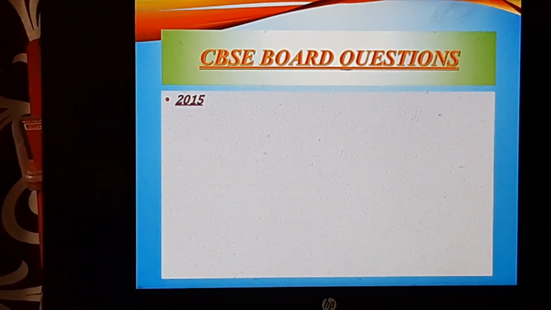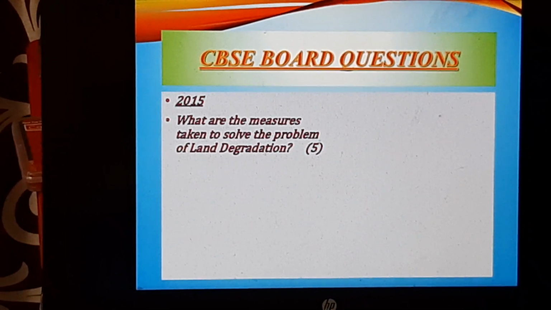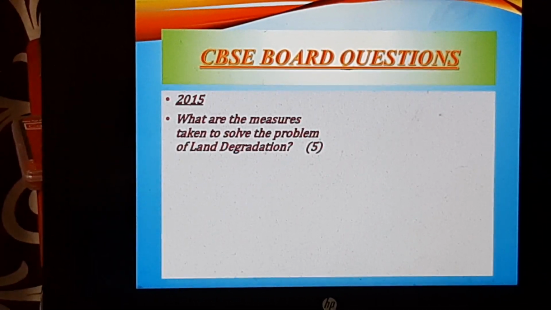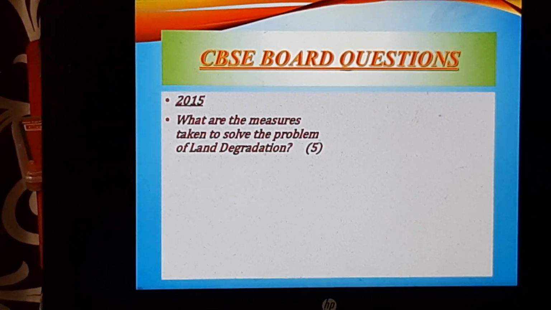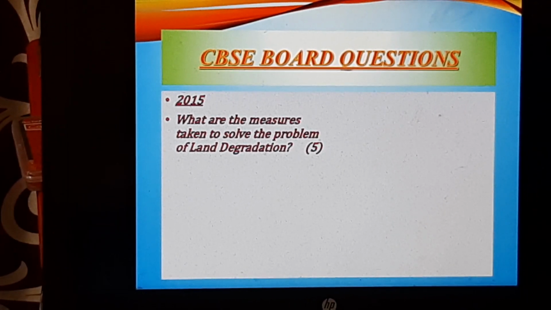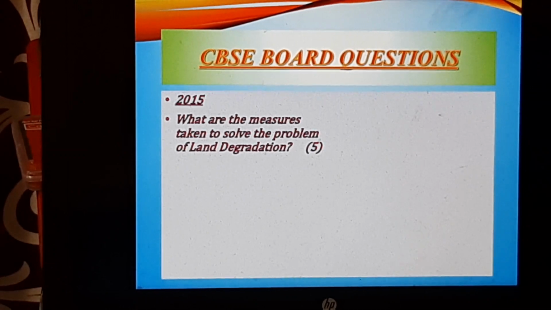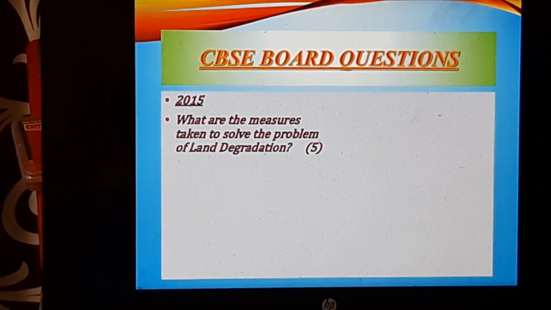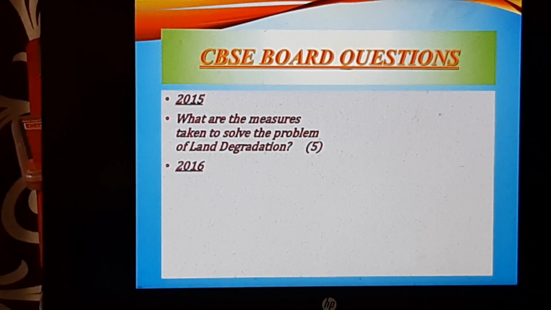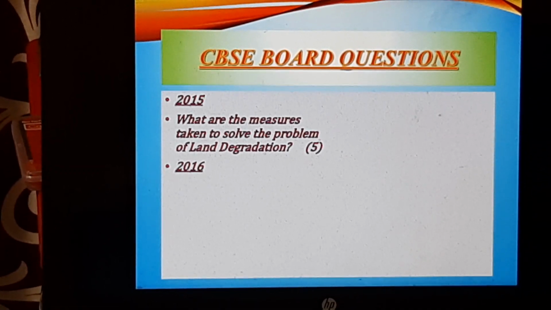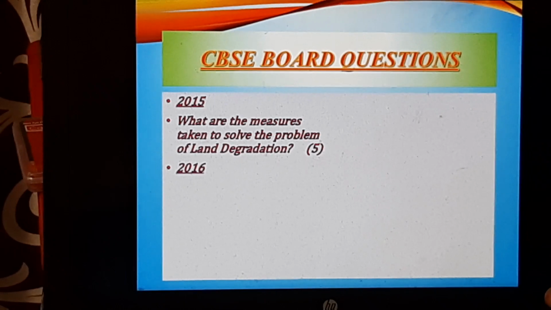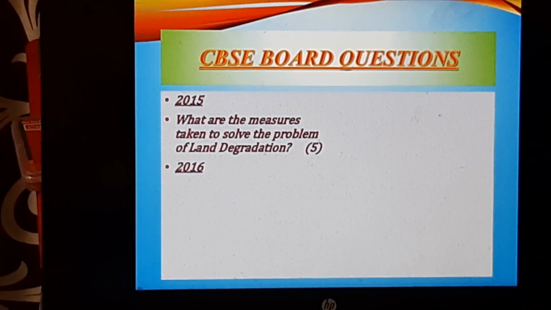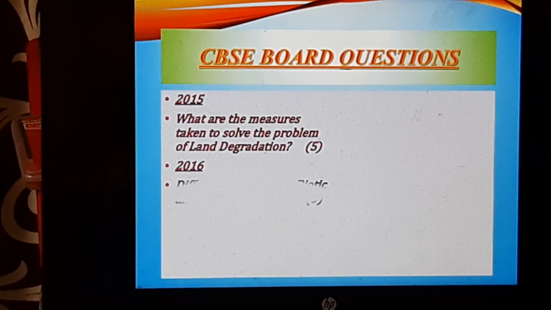Now the next question of 2015. What are the measures taken to solve the problem of land degradation? The measures are afforestation, proper farming techniques, then check dams, reducing overgrazing or judicious utilization of the land, in that order. There are many measures mentioned in the note. Just follow the note thoroughly.